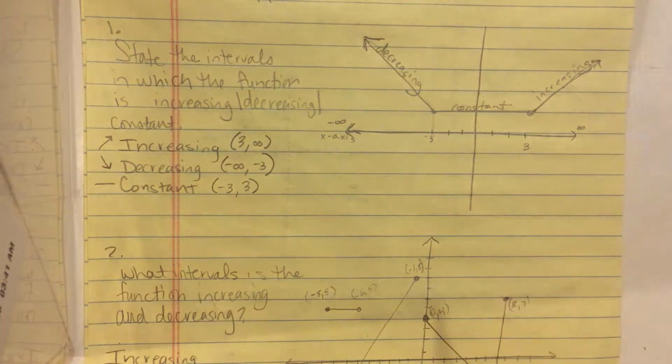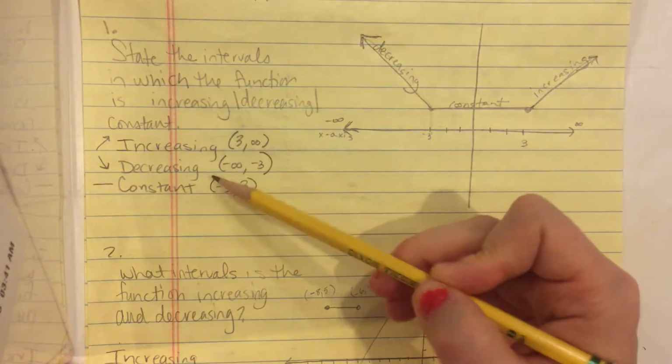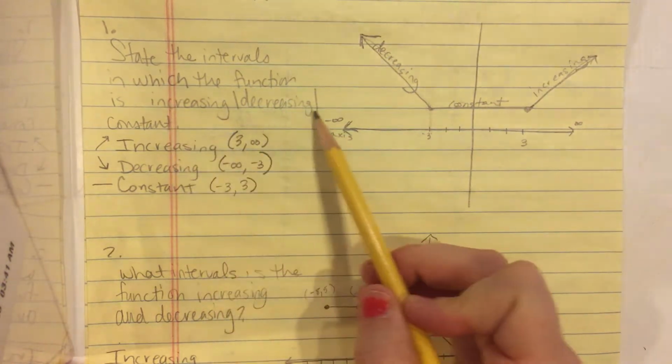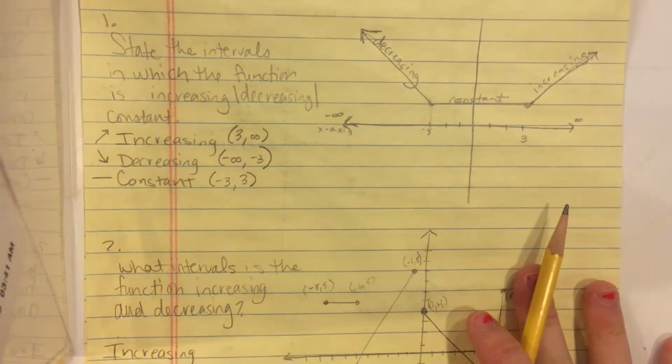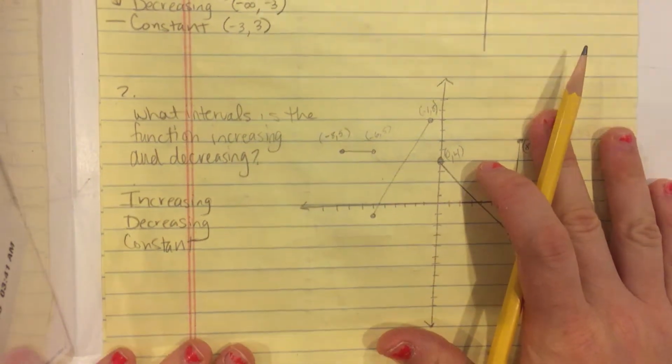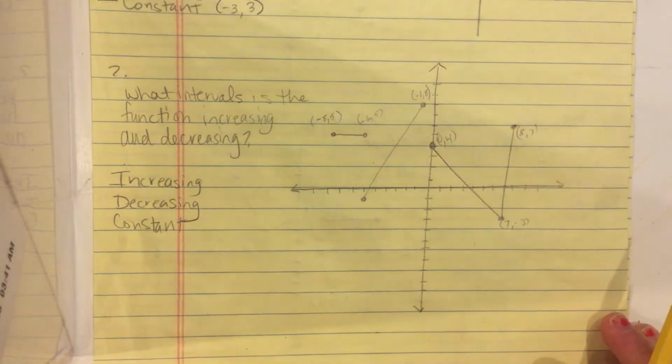Now, on the intervals for increasing, decreasing, and constant, you always want to only use parentheses, and that's only for increasing, decreasing, and constant. The only time you would use brackets or brackets and parentheses is when you're talking about domain and range. Okay, let's see if I can fit number 2 into this video as well.